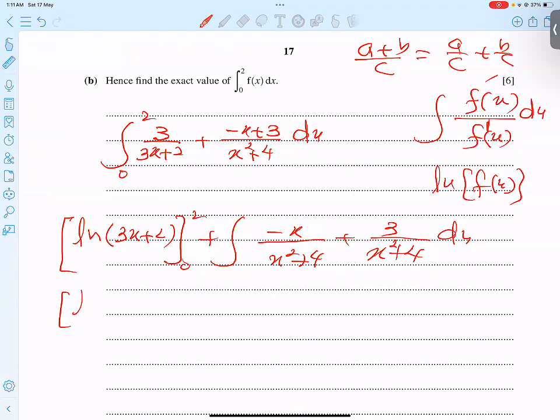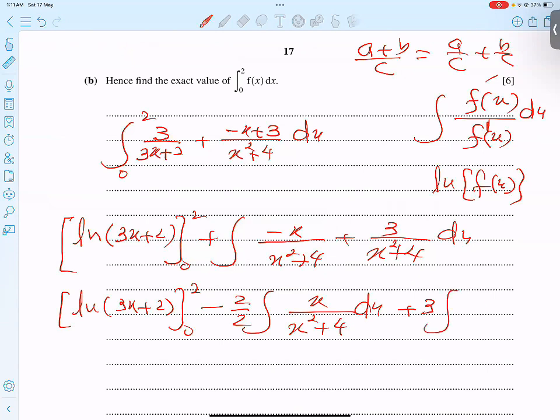This is done. So log of 3x plus 2, I'm writing, from 0 to 2. Here, what's the basic? This derivative is what? 2. So this negative is extra. I bring this negative outside, 2 by 2, x over x squared plus 4 dx. And the other one, I can split 3 outside. I got 1 over x to power 2 plus 2 to power 2 dx.